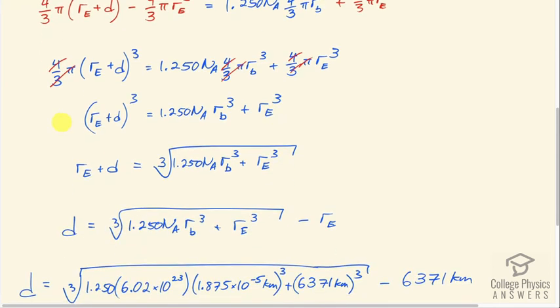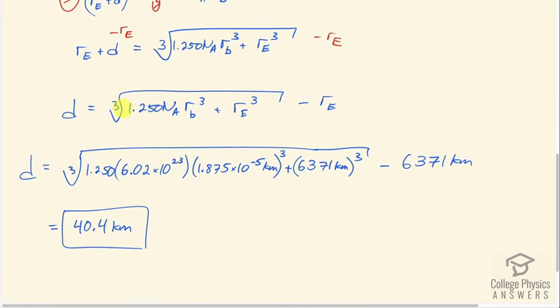And then we take the cube root of both sides, which is the same as raising both sides to the exponent 1/3. So we have radius of the Earth plus the depth of the ping pong ball layer equals the cube root of 1 1/4 times Avogadro's number times radius of a ball cubed plus radius of the Earth cubed, and then subtract radius of the Earth from both sides. And we have an expression for the depth.